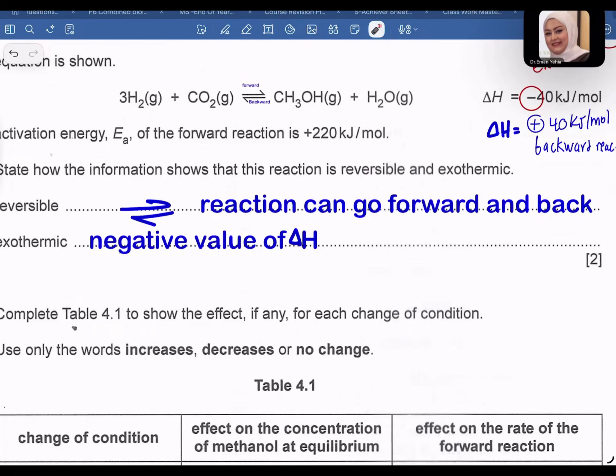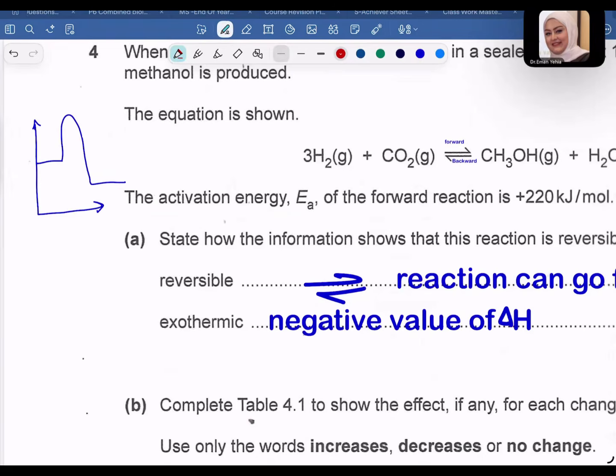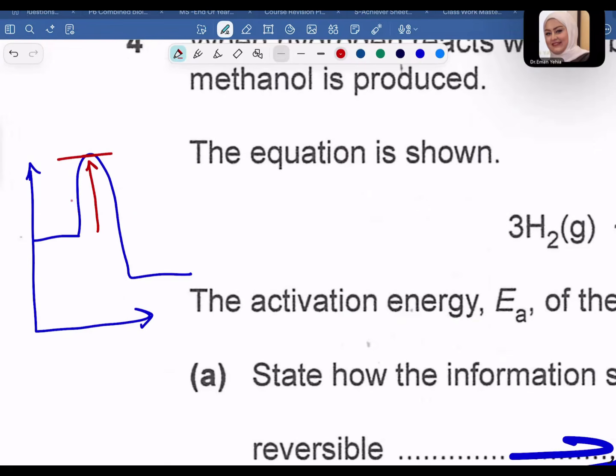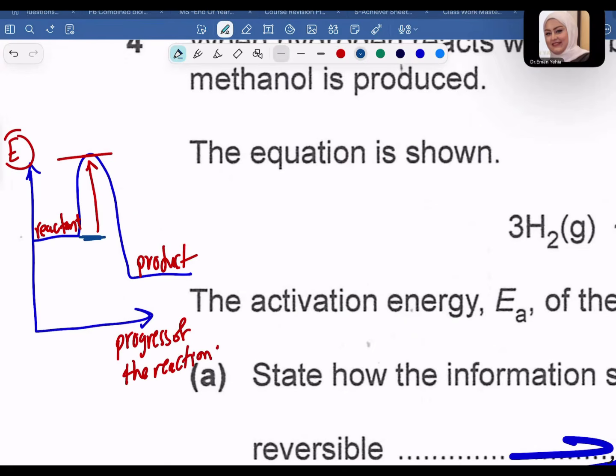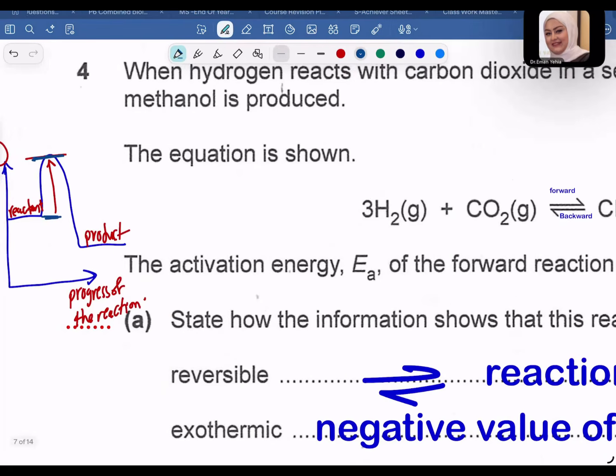The activation energy of the forward reaction is positive 220. Activation energy is the minimum energy to start the reaction. It is the distance from the reactants to the peak. On the other side is the progress of the reaction, where the product is formed. This axis is energy, and that one is the progress of the reaction. So the activation energy in the diagram is the distance between the reactants and the peak. But the definition of activation energy is the minimum energy required to start the reaction.